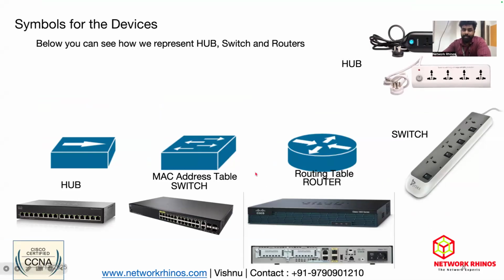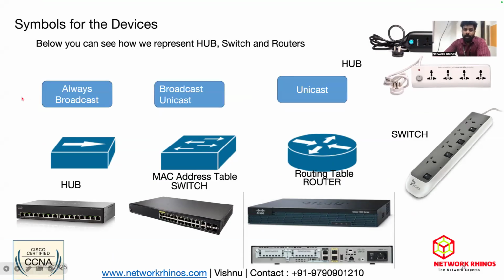So let's see the basic difference first between your hub, switch, and router. Now we have seen these three devices. Let's see how a hub works, or the difference between them. See, a hub is a half-duplex, always broadcasting device. When I say always broadcasting device, it means if you have one PC connected here, a second PC connected here, and a third PC connected here, if this PC is sending traffic or data, by default, the other two PCs will receive it. Always broadcast.